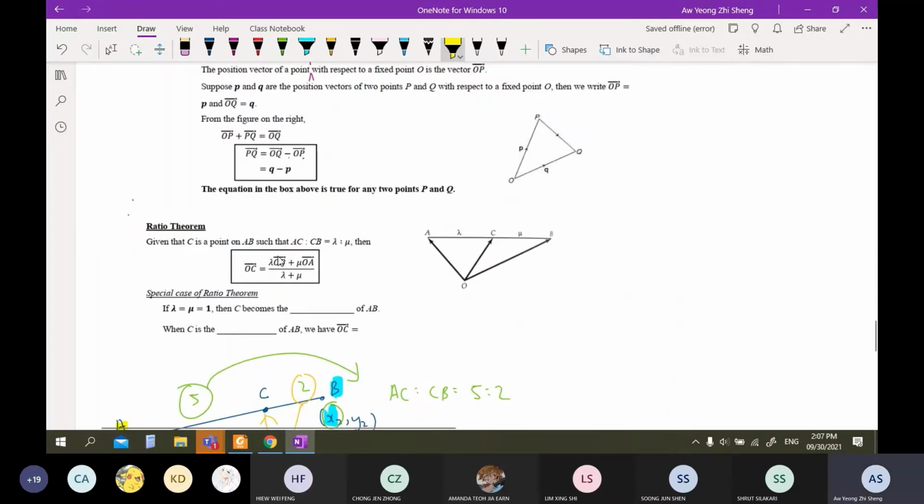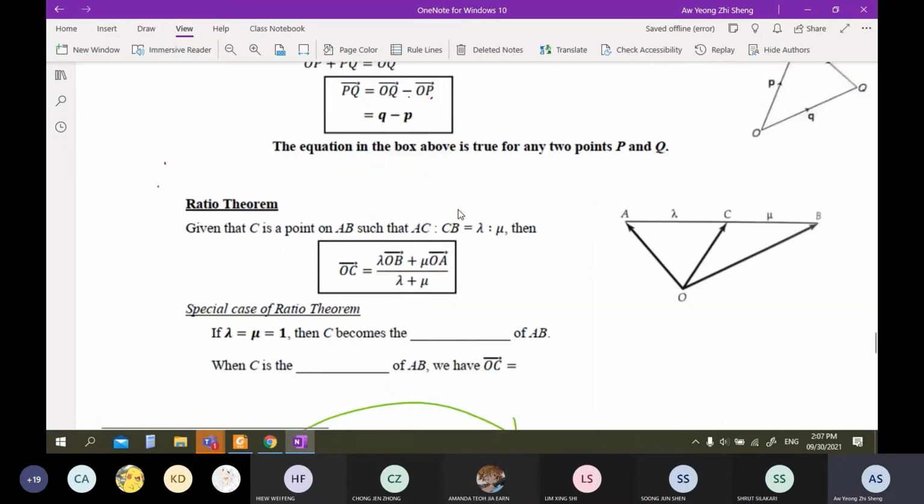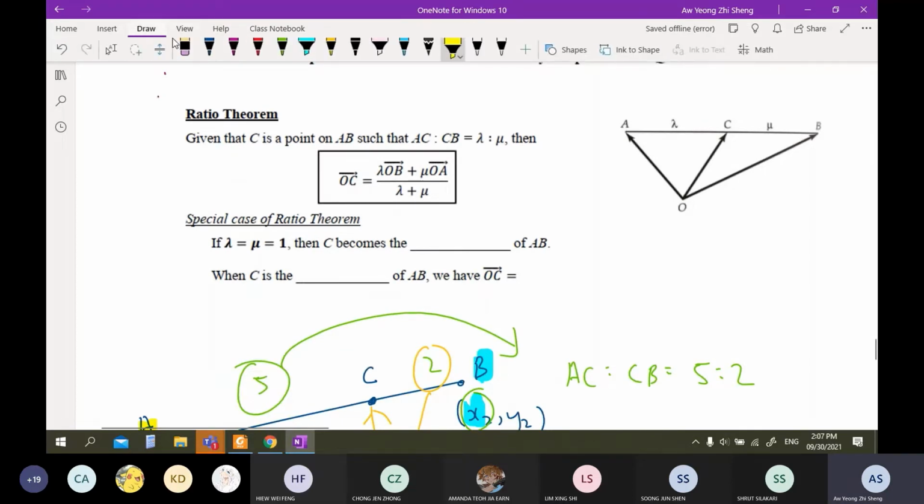Okay, so that's what the formula in the box is trying to tell you. If you refer to the diagram, C divides the line segment AB in the ratio lambda to mu. So you would have your lambda associated with the further point B. You would have mu associated with the further point A. And you have lambda times OB, okay, maybe I should color this in green, lambda times OB and plus mu times OA. And then the bottom is just the sum of the two numbers, lambda and mu. Okay, that's it.